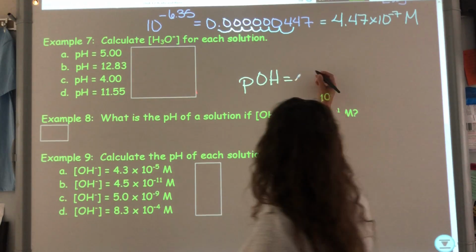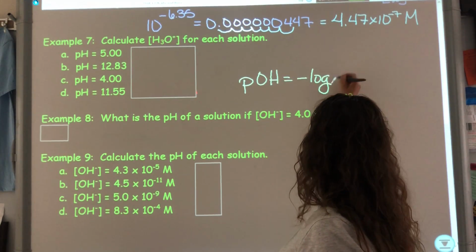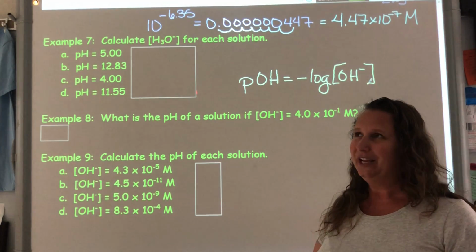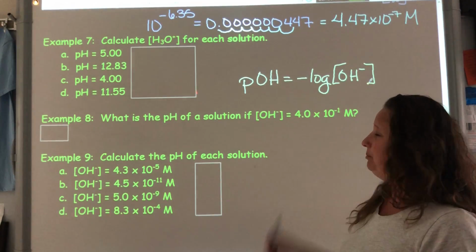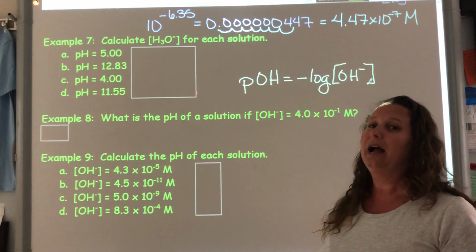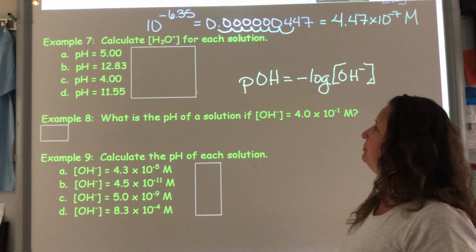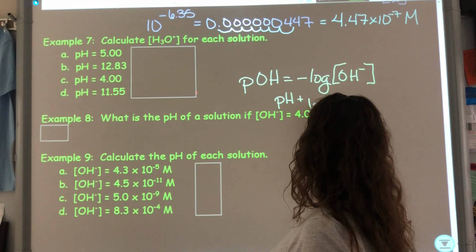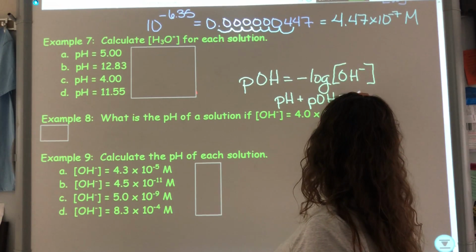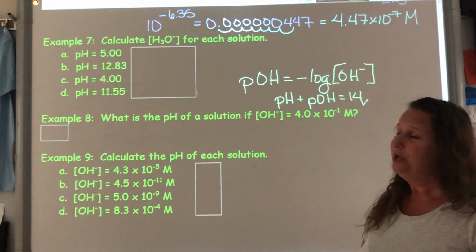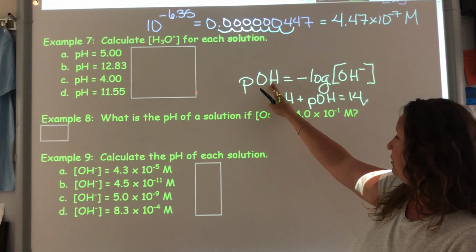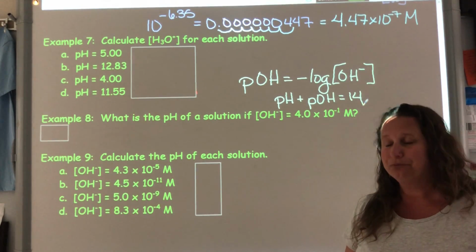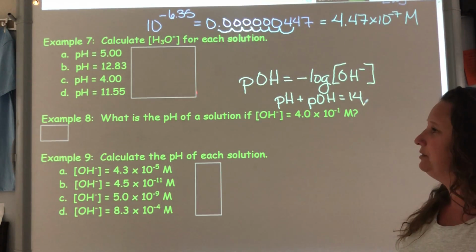pOH is equal to the negative log of the hydroxide ion concentration. So it's really not that difficult now to find pOH. And you're like, how do I convert pOH into pH? Well, funny enough, pH plus pOH is equal to 14. So now, once you find out what the pOH is, you can subtract that from 14 and you'll get your pH. So I'll write out all my work. We'll see how this goes.